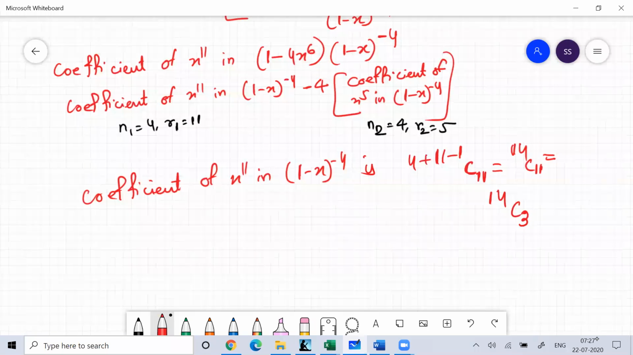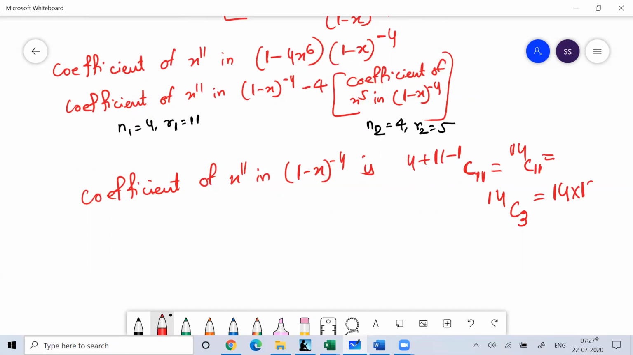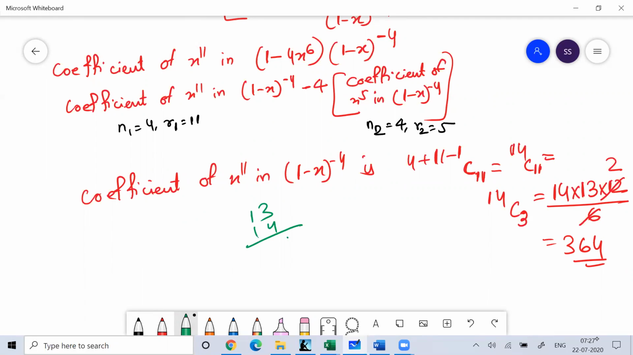14 C 3 is 14 into 13 into 12 divided by 6, which is 2 times 13 into 14. So 13 into 14 is how much? 13 fours are 52, 13 ones are 13, so this is 182. 182 into 2 is 364. The answer is 364. You can check with a calculator or whatever. So this is the coefficient of x to the power 11.